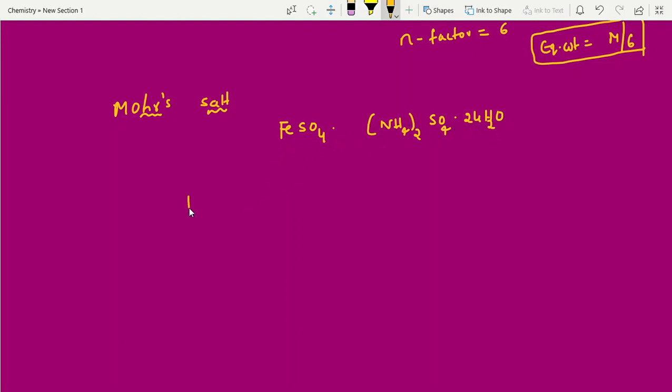This Mohr's salt is finally converting into (NH4)2SO4, so it is converting into a simple one, Fe2(SO4)3. Can you try this one? What is this? Fe2(SO4)3. On the left-hand side calculate the oxidation state, and on the right-hand side also calculate the oxidation state. Try to do this one.